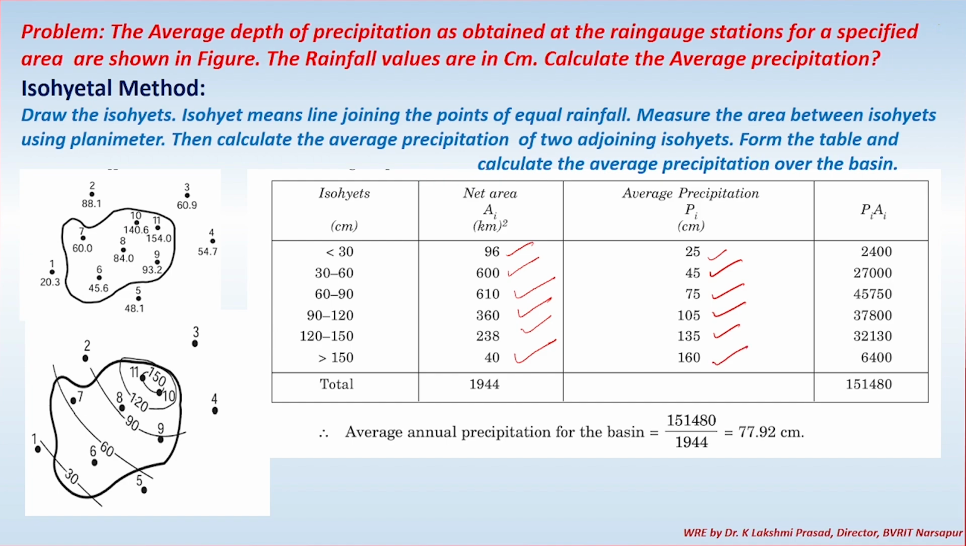So now what will I do? This area is multiplied by the precipitation I have put. Like that I have arranged each of them. After that, sum it up. The sum is divided by the total area. This is the sum, this is the total area. You get the answer. This is how the average precipitation is obtained.